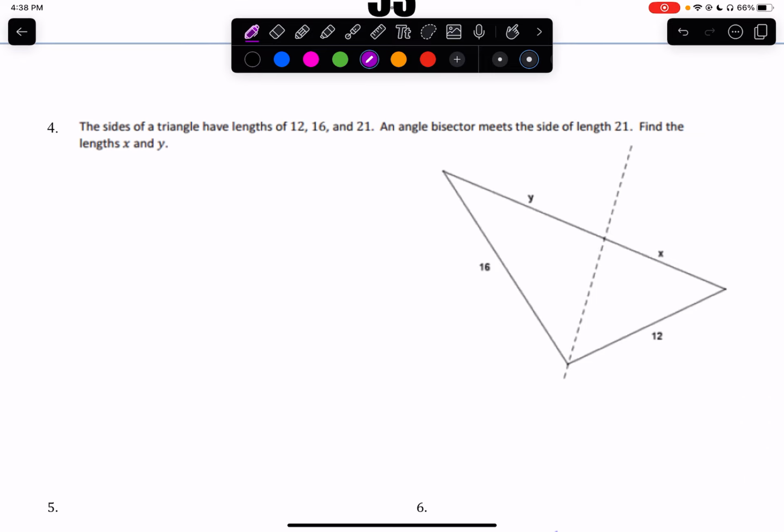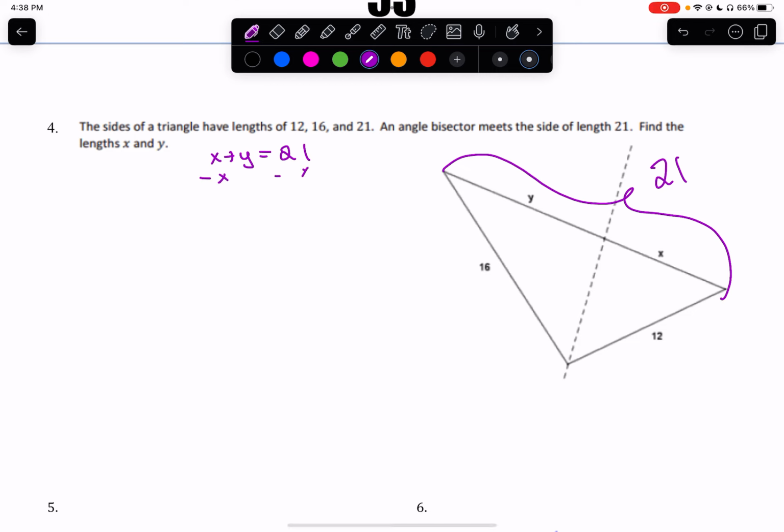Okay. The sides of a triangle have lengths of 12, 16, and 21. An angle bisector meets the side of length 21. So you know that this entire length is 21. Find the length of x and y. We should be used to this by now, but you have to be able to write y in terms of x, or x in terms of y, if that's what makes you happy.